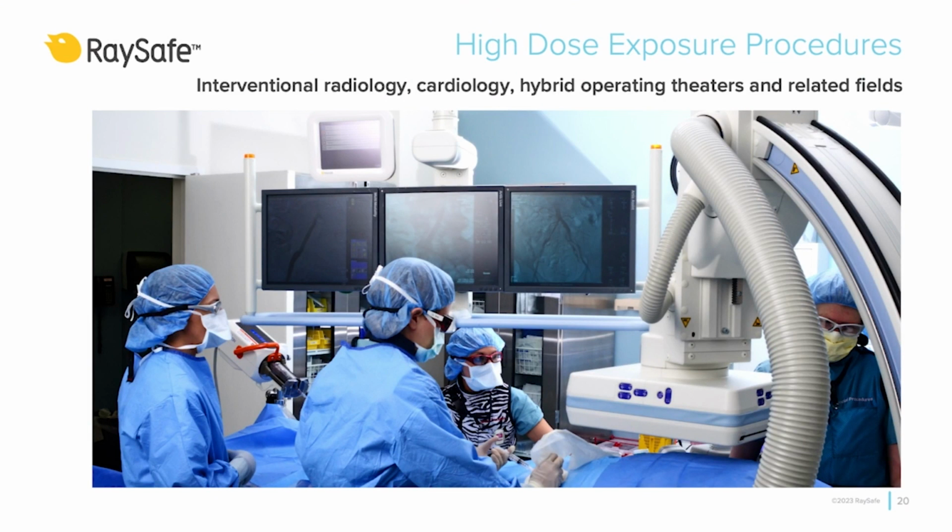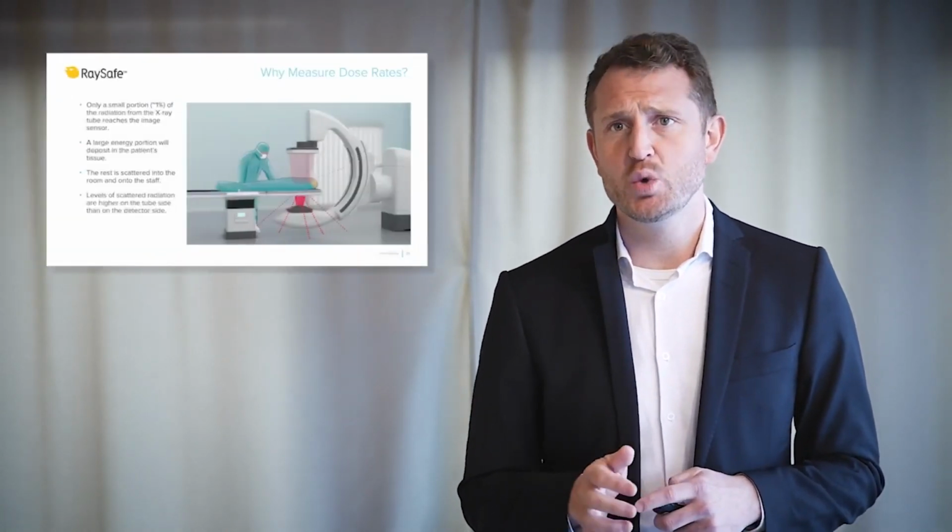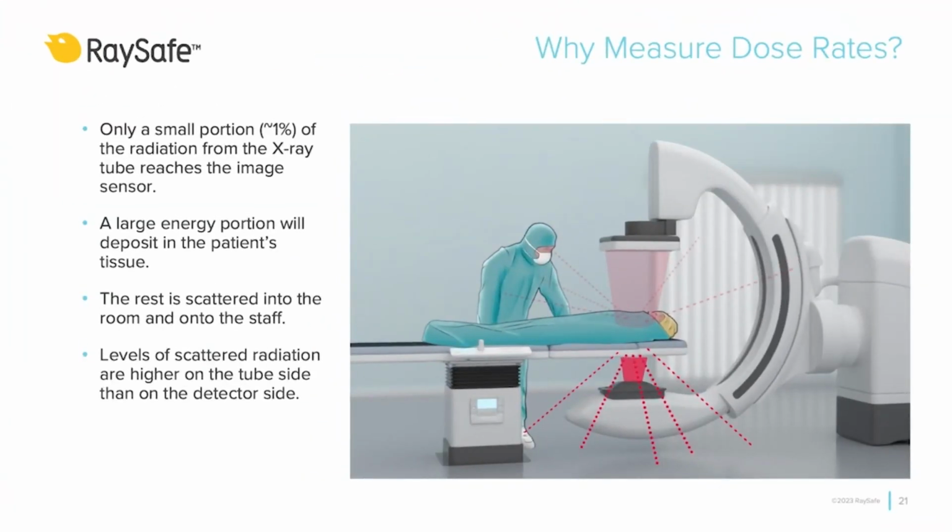Now we're going to talk about applications in which medical staff are exposed to high doses of X-ray. Image-guided surgery is commonly used in interventional radiology, cardiology, and hybrid operating theaters. When an exposure happens, there will be scattered radiation all over the room. The patient always gets the highest dose during the procedure, but staff, on the other hand, are exposed to some amount of radiation every day, and the accumulated dose over years can be quite high. It is therefore important to control the environment also from a staff perspective.